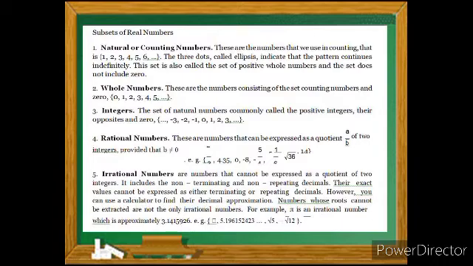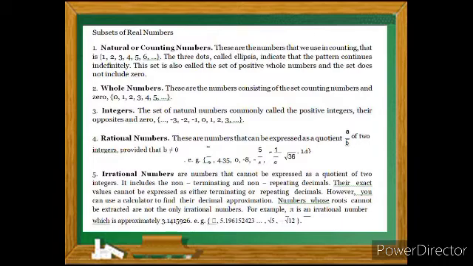Number 2, whole numbers. These are the numbers consisting of the counting numbers, or the set of counting numbers, and 0. Kasama na po si 0. So 0, 1, 2, 3, 4, 5.